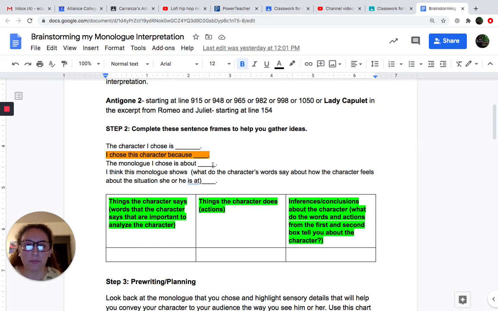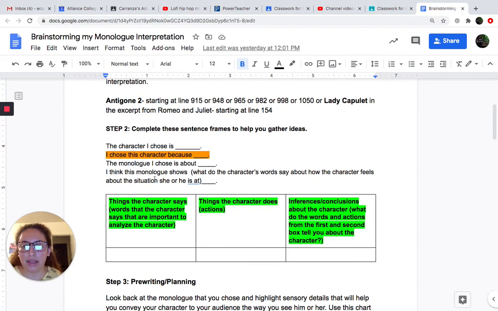So for example, Lady Capulet's monologue is about when she is saying that because her cousin Tybalt was killed, Romeo should be killed in revenge as well. So then I would write, the monologue I chose is about Lady Capulet's belief that for the blood of Tybalt, the blood of Romeo should be shed.